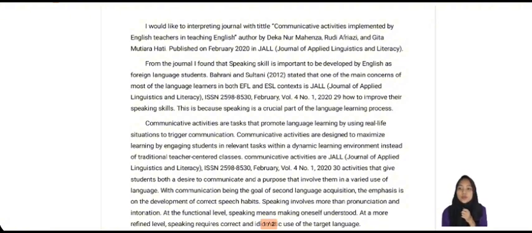Speaking improves more than pronunciation and intonation. At the functional level, speaking means making oneself understood. At a more refined level, speaking requires correct and idiomatic use of the target language.